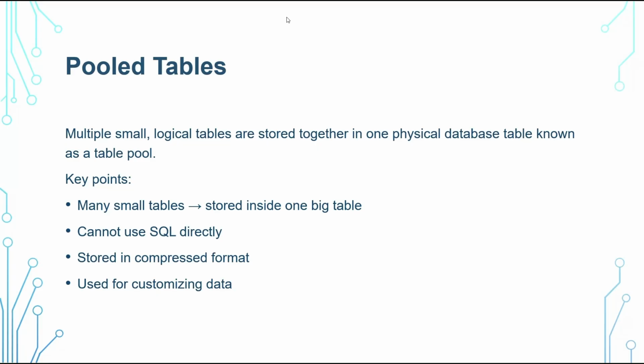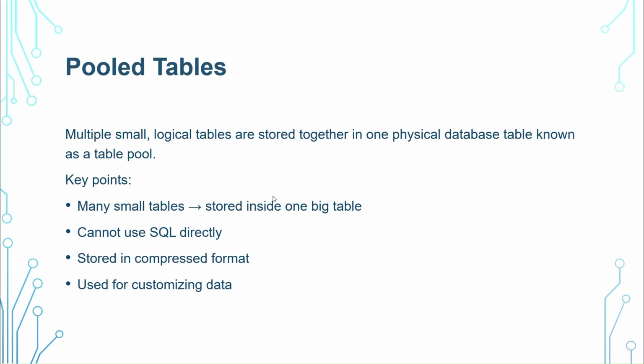Now, I will move on to the next type of tables, such as pooled tables and cluster tables. Pooled tables. Multiple small logical tables are stored together in one physical database table known as a table pool. Why pooled? To optimize space and performance when dealing with thousands of small tables that hold configuration or customizing data. Key points.